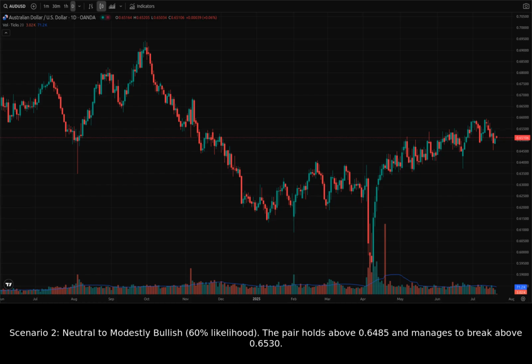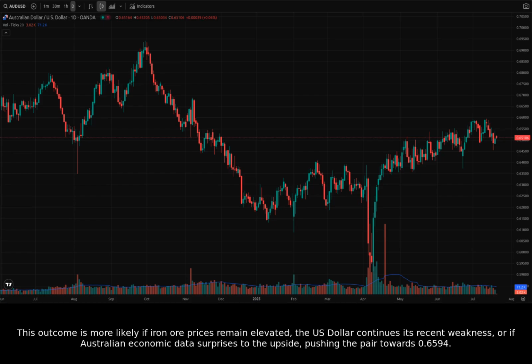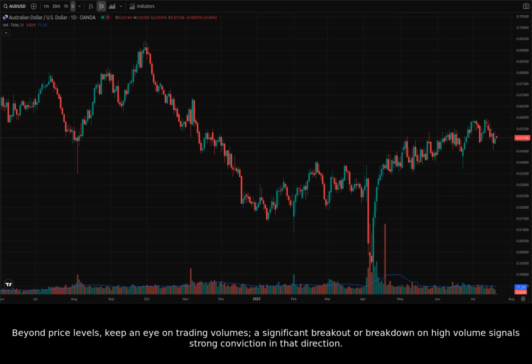Scenario 2. Neutral to modestly bullish, 60% likelihood. The pair holds above 0.6485 and manages to break above 0.6530. This outcome is more likely if iron ore prices remain elevated, the US dollar continues its recent weakness, or if Australian economic data surprises to the upside, pushing the pair towards 0.6594.